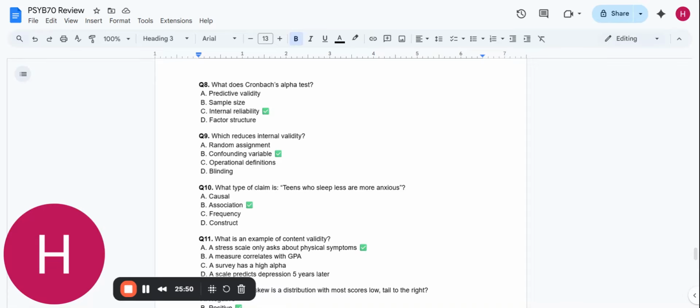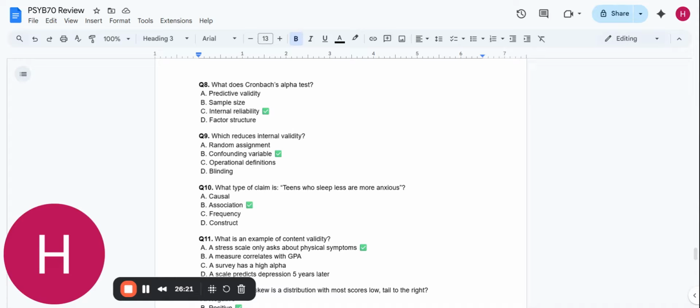Question number 8 is pretty easy. It's asking what Cronbach's alpha tests, which, you know, is internal reliability. It focuses on whether the items on a test measure the same thing. The predictive validity focuses on whether our tests predict something. Sample size is not related, and the factor structure is the factor analysis that we covered before.